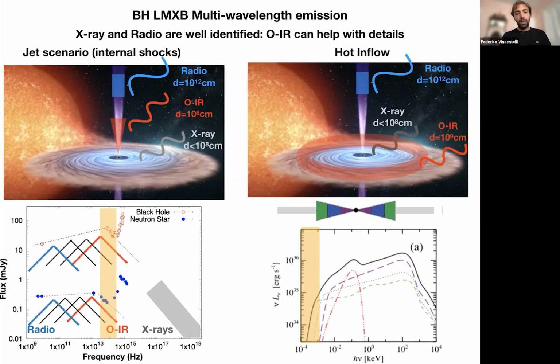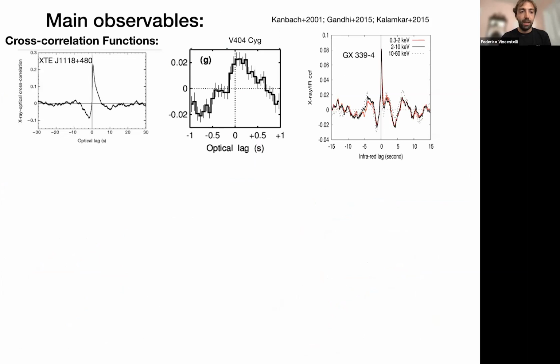And so what we do is try to do simultaneous high time resolution observations in X-rays and optical and infrared to try to measure the connection between these two components and disentangle these two scenarios. The main two observables are, for example, in the time domain, the cross-correlation function, which can give us the delay between the X-rays and the optical. For instance, this is the 0.1 second lag famously shown by Gandhi in V404. Before going on, you can already see that there are complex shapes. That's telling us that there's indeed more than one component.